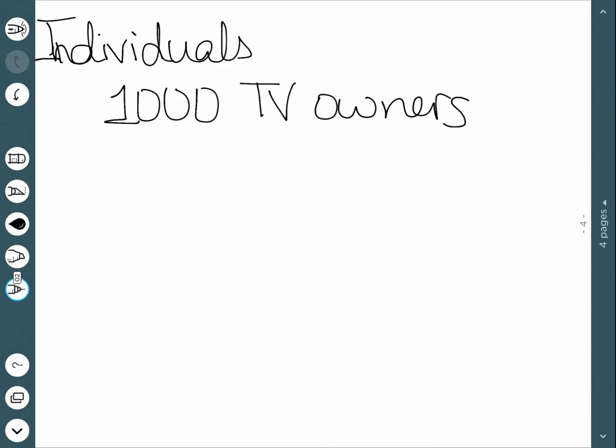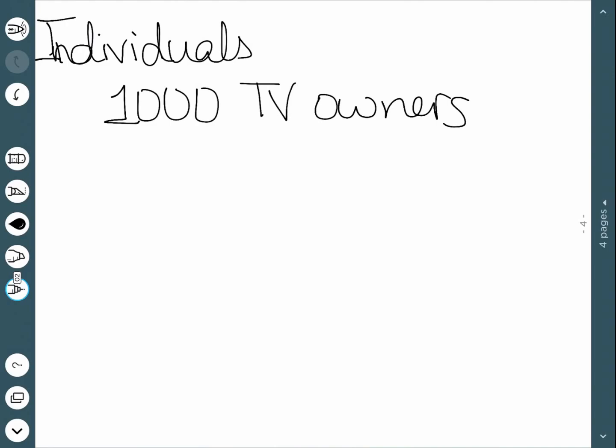Let's consider a specific example. Let's suppose you work for a local TV station and you want to see how a new show is going to go with your audience. In order to do that, we're going to ask 1,000 TV owners in New York if they're interested in this new program. So in this case, the individuals are going to be these TV owners that we actually talk to. These are the people that we're actually talking to. In this particular example, we're asking 1,000 TV owners in New York, so those are our individuals.